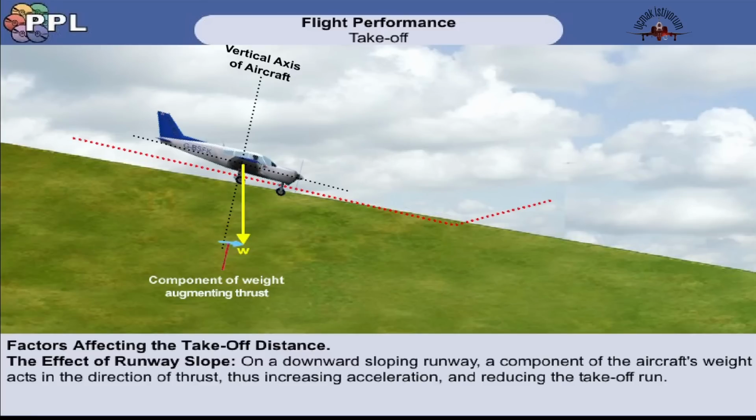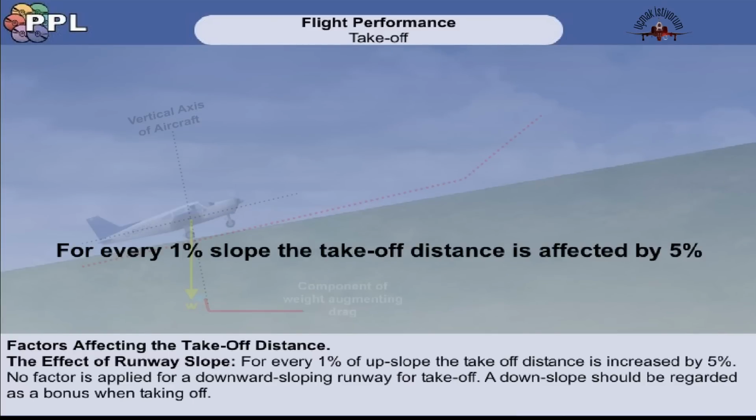Conversely, when the aircraft is on a downslope, the weight component now acts in the direction of thrust. This will increase the acceleration and decrease your takeoff distance. A rough calculation to help you quickly quantify the effect of slopes is to assume that for every 1% slope, the takeoff distance is affected by 5% or a factor of 1.05.